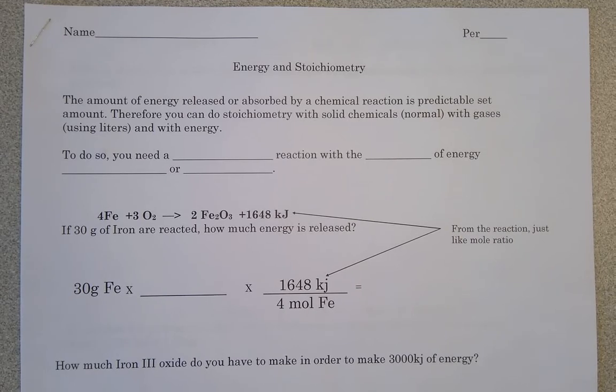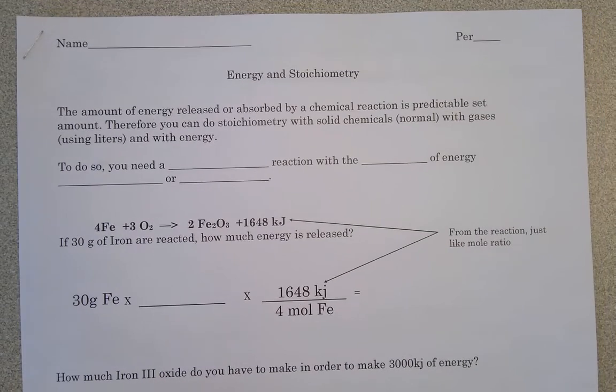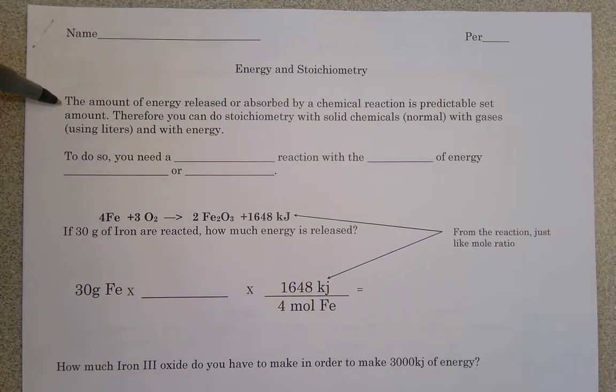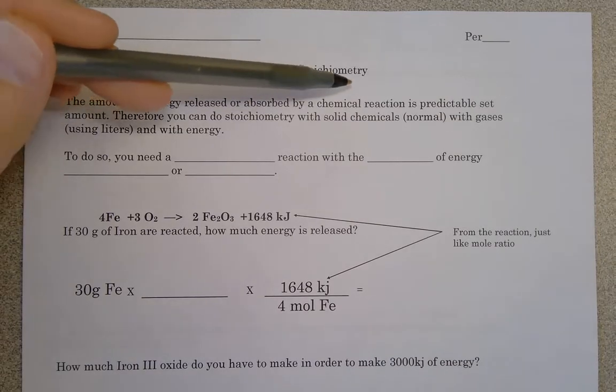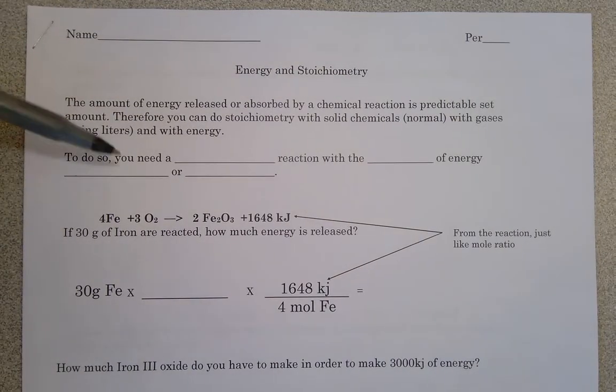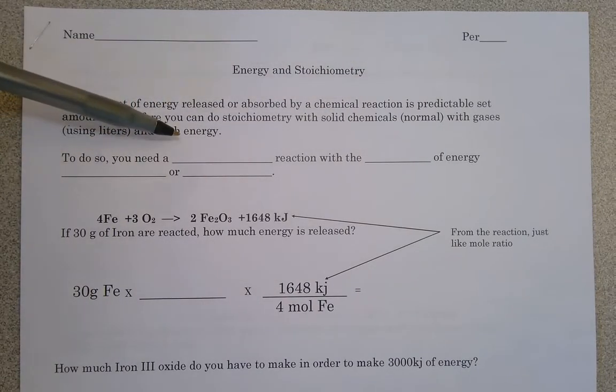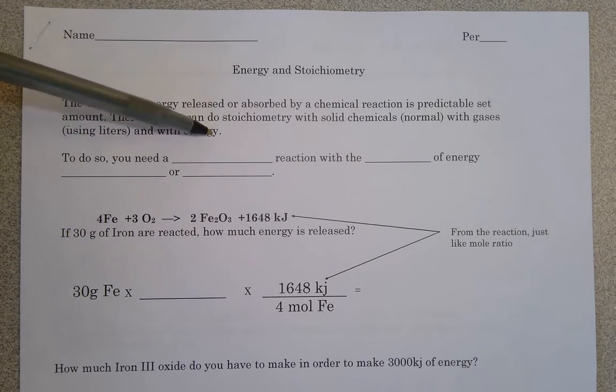And the way we store and use a lot of that energy is through chemical reactions, whether it's plants or solar cells. There are lots of ways that energy and chemistry roll in together. So the nice thing is that the amount of energy released or absorbed by a chemical reaction is a predictable set amount. It's a given amount all the time. That means we can do stoichiometry with solid chemicals, gases, solutions, and with energy.